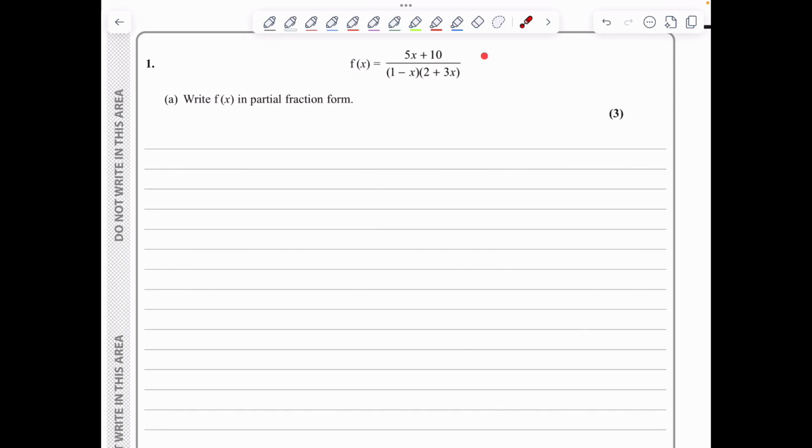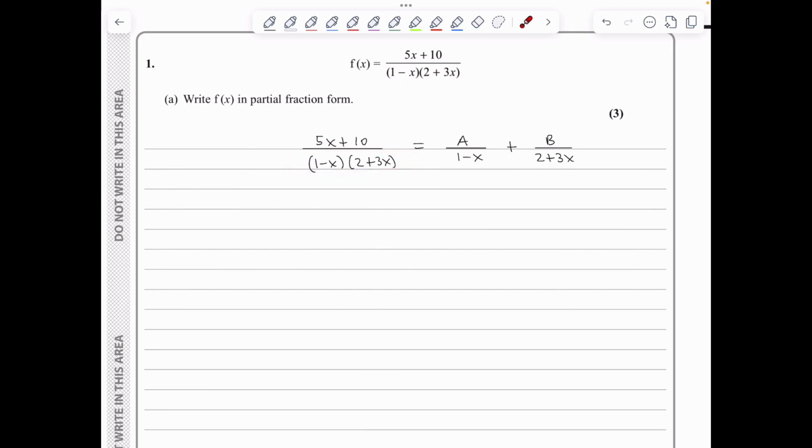In question 1, we're given f of x here and we are asked to express it in partial fraction form. So we're looking at (5x + 10) over (1 - x)(2 + 3x). Well, we will set this equal to a constant A over 1 - x plus another constant B over 2 + 3x. Obviously, the LCM here is (1 - x)(2 + 3x).